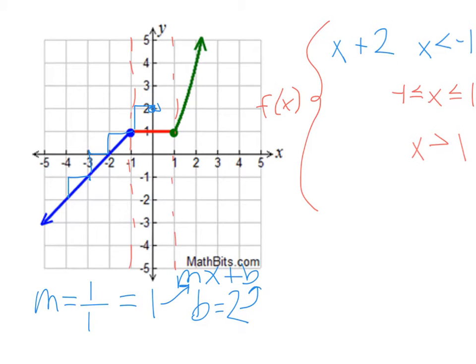So for the next one, the red piece, this is a constant function, and it's a constant function that goes through positive 1. So all I need to write for this one is 1. Anytime we have a horizontal line, the equation for that line is y equals wherever it hits the y-axis. So all I need to do is plug that number in.